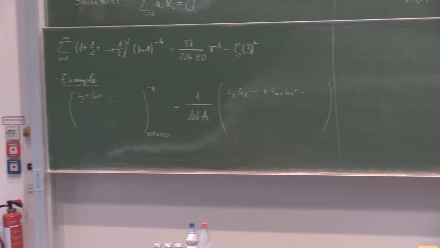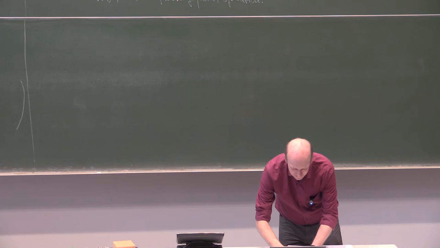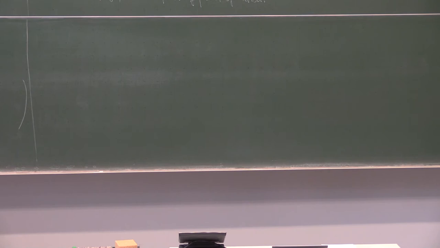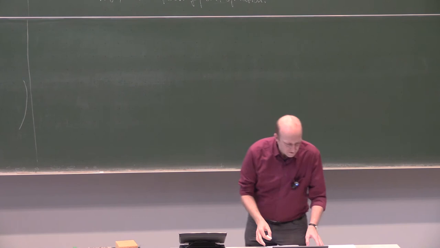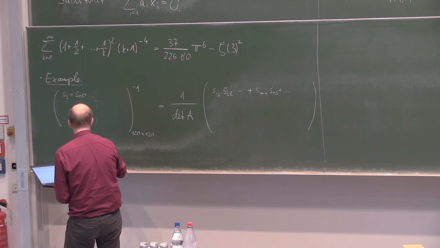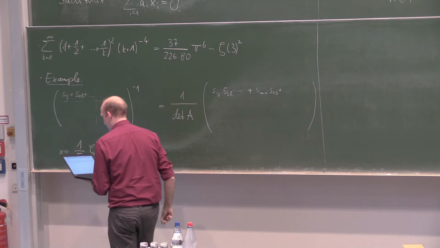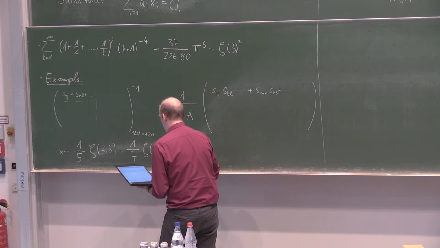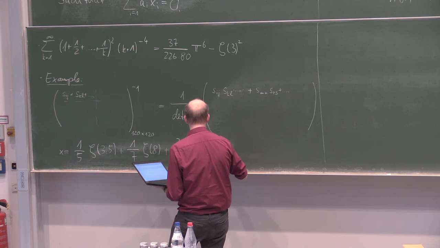So shall we collect the result for the number I sent you? I think the expression, let me call it X, or this number, was the following. It was 1 over 5 zeta 3,5 plus 1 over 7 zeta of 8 plus 2 over 13 zeta of 3 zeta of 5.